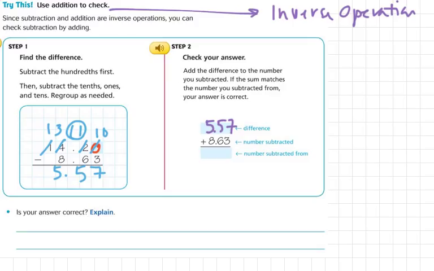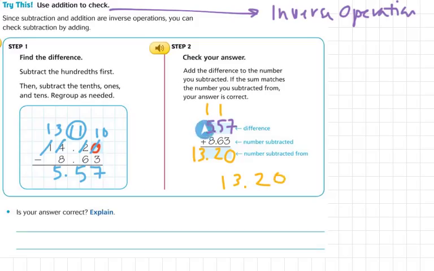So 7 plus 3 is 10. Regroup the 1. 5 plus 6 is 11, plus 1 is 12. Regroup the 1. 5 plus 8 is 13, plus regroup 1 is 13. So boys and girls, notice the answer here is 13 and 20/100. Is that correct?